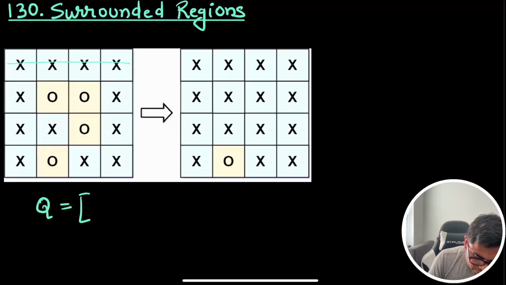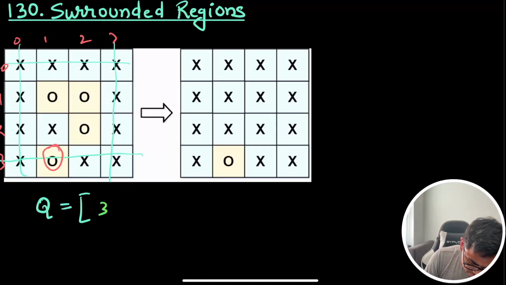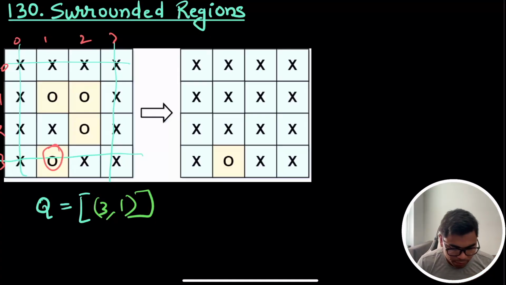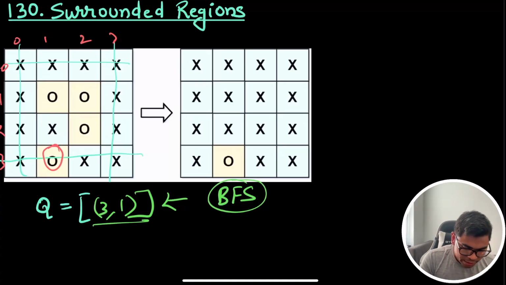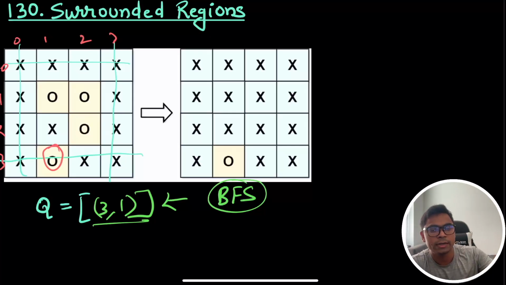borders. So right here, if you see over here 0 1 2 3, 0 1 2 3, the O that's present on the border, the address is 3, 1. That is the only O present on the border. We will be putting that into my queue. Then I will run a BFS on this queue to find out if there are other O's connected to these O's that are present on the border.